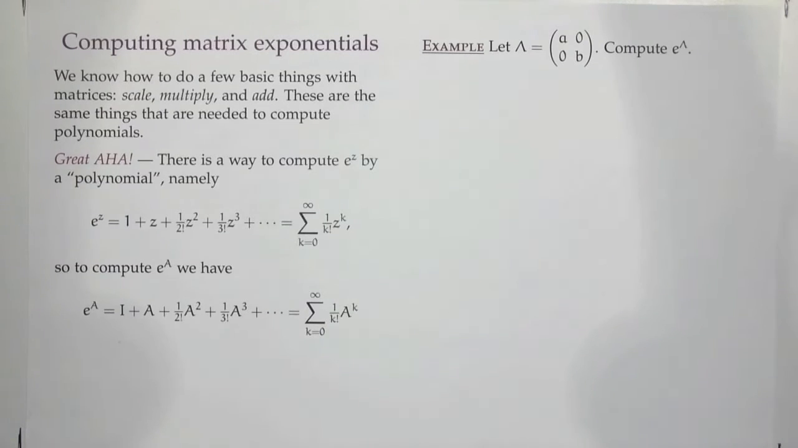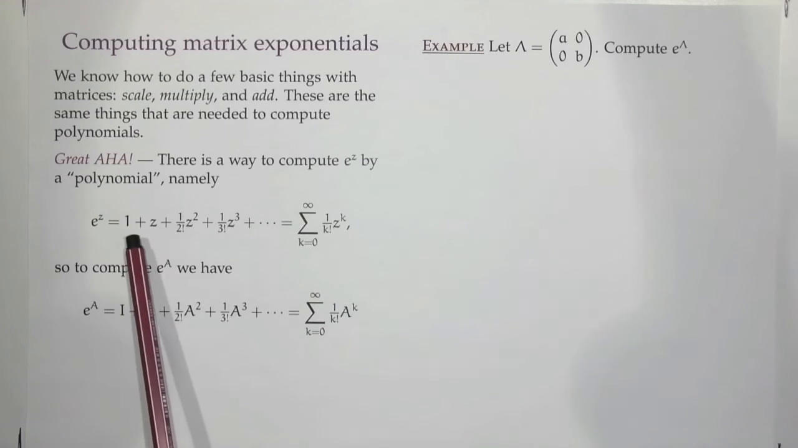And then people say, well, great. Let's just plug a in where we see z. And so you have, well, we'll come back to that: a, 1 over 2 factorial a squared, 1 over 3 factorial a cubed, and so forth. So it's 1 over k factorial a to the k. And they might say, well, wait a second. How did 1 become I?